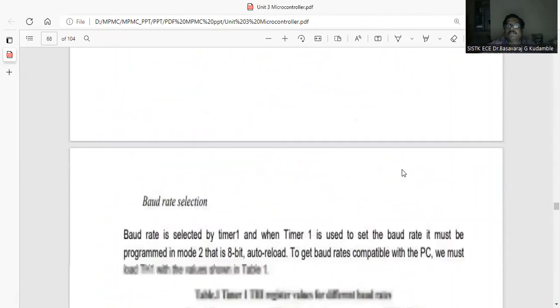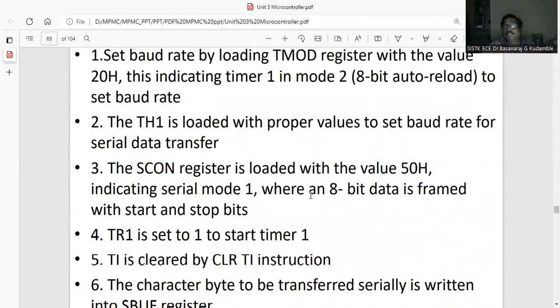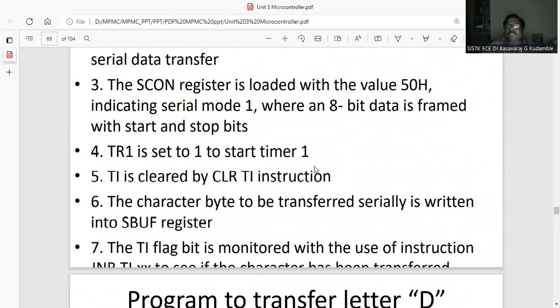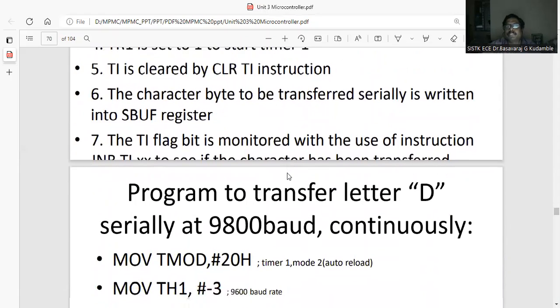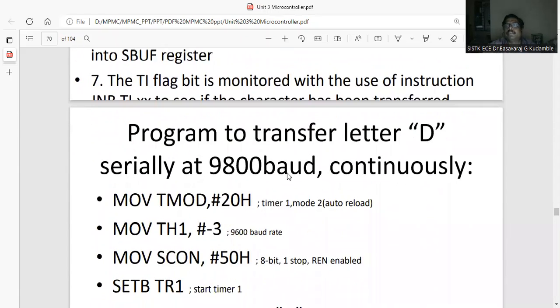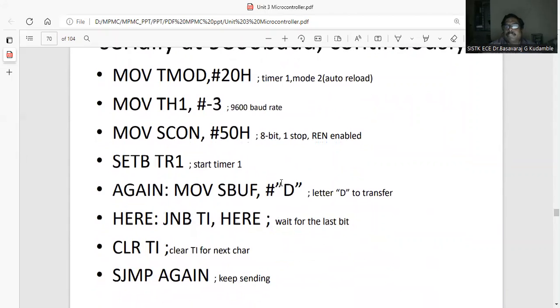So 50 we are going to load into SCON register, and start the timer to generate the baud rate. Then the data to be transferred in serial form, you have to load into SBUF register. Then you have to wait till all data bits have been transferred. Whenever the stop bit is sent, your TI, transmit interrupt flag, becomes 1.